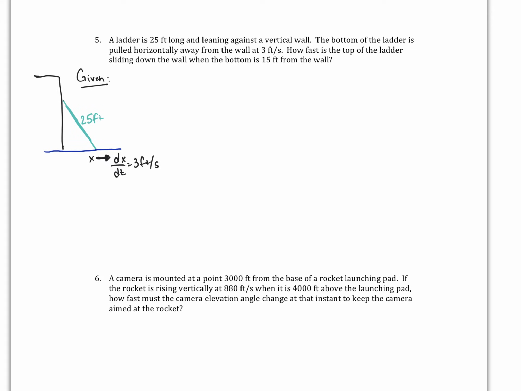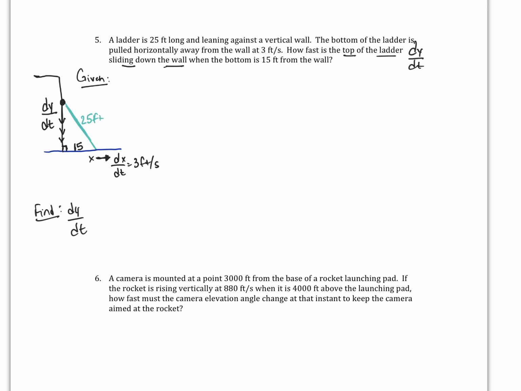How fast is the top of the ladder sliding down? Oh, okay. Top ladder sliding down. dy dt. So in other words, this point is coming down this way, right, along the wall. That's going to give me the dy dt value that I'm looking for. So I need to find dy dt when the bottom is 15 feet away. So now I know that that's 15. Okay, that's a right angle, kids.